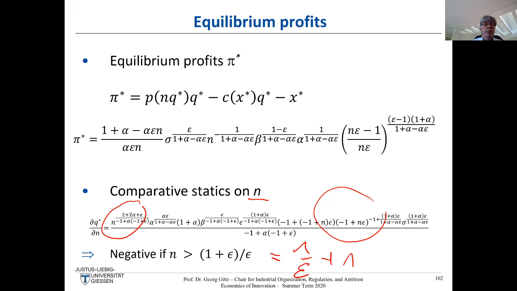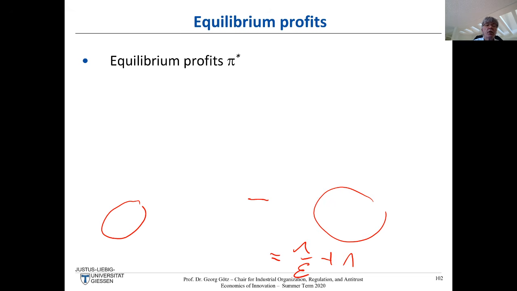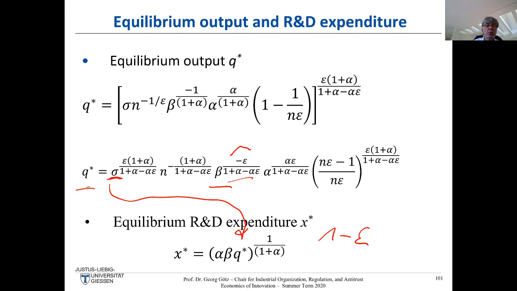So what does it mean? More firms mean that if there are more firms active, each firm will be smaller. But if the firms are smaller, and I have to jump back to the previous slide here, hopefully not too impatient, if Q is smaller, also X will be smaller. Okay, and that's an important result here.